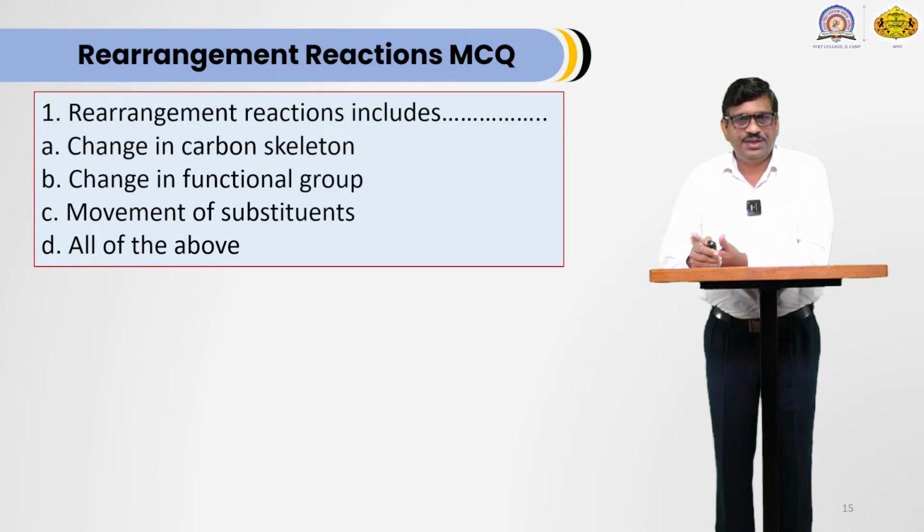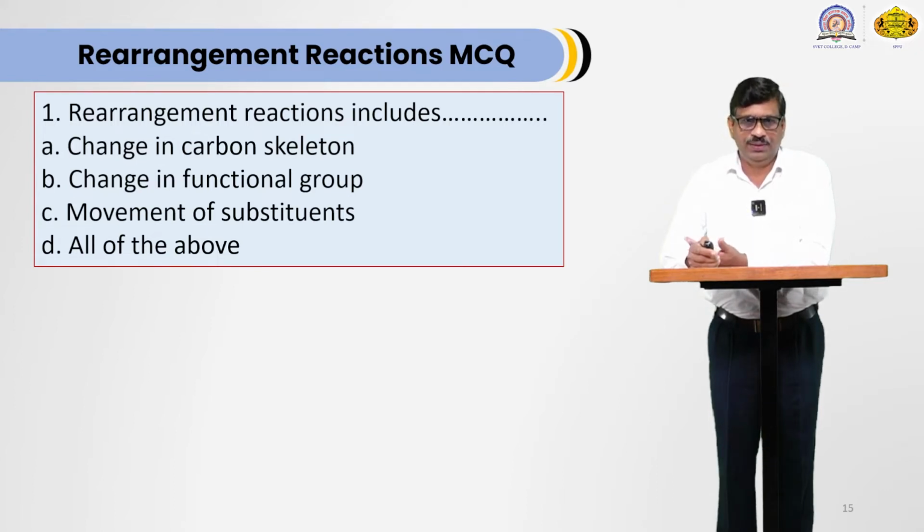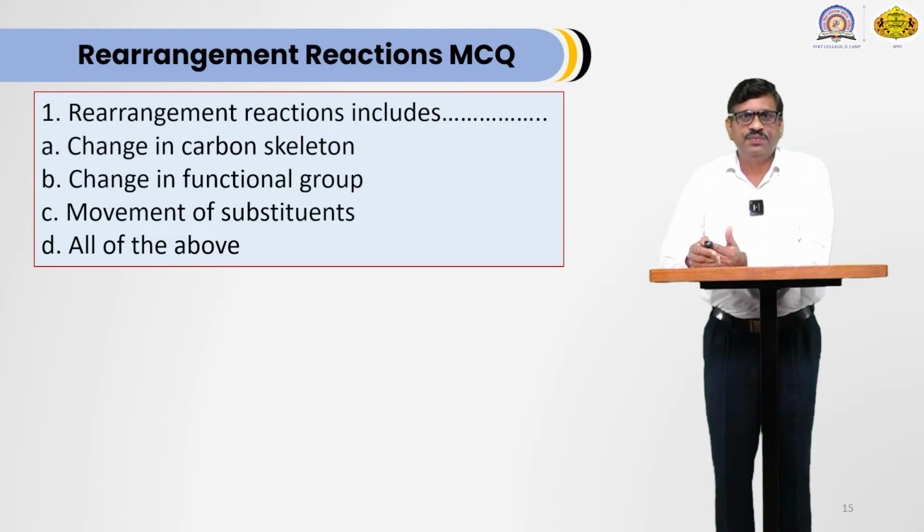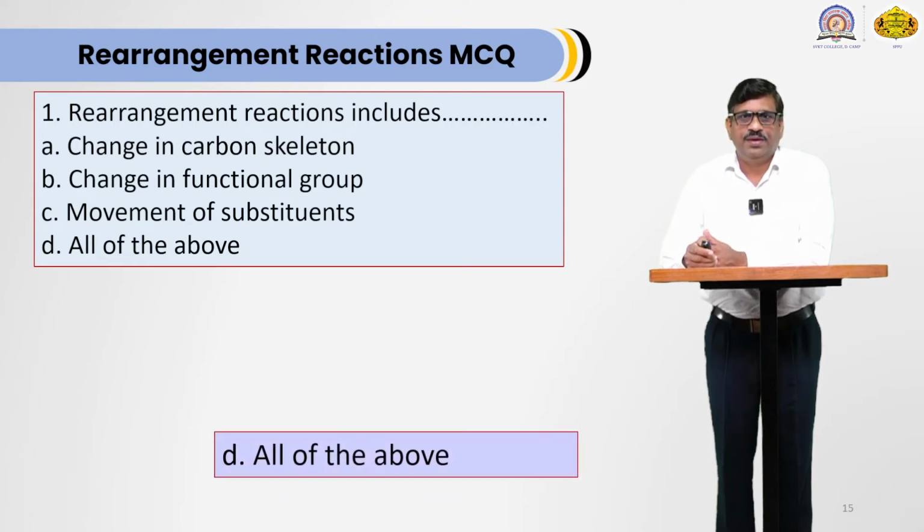We know that rearrangement reaction involves the migration of one group from one place to another. That's why movement of substituent is one of the options. We know that in rearrangement reaction, change in functional group may be possible. That's why this is also a correct option. And there is change in carbon skeleton. That is also correct. Means all of the above. This is the correct answer.